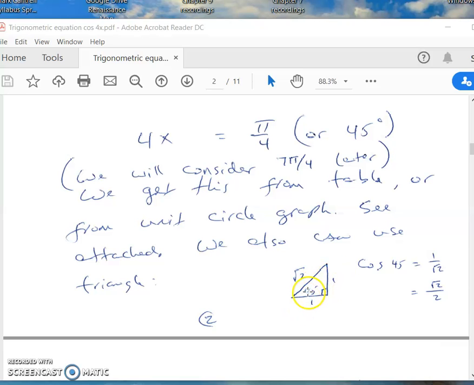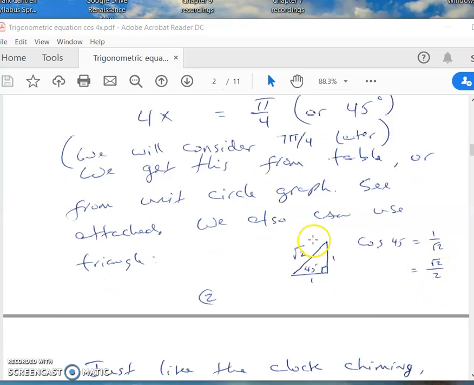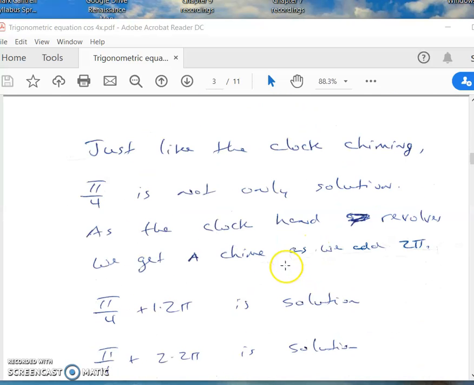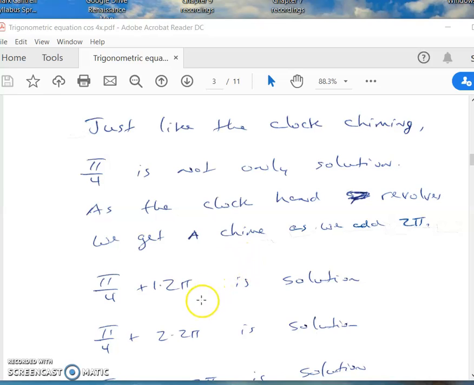This is a 45. This is 45. This is 90 degrees. Well, it's 1 over root 2. So the cosine of 45 degrees is 1 over root 2. Cosine is adjacent over hypotenuse, SOHCAHTOA. So 1 over root 2, multiply top and bottom by root 2, and you get this.